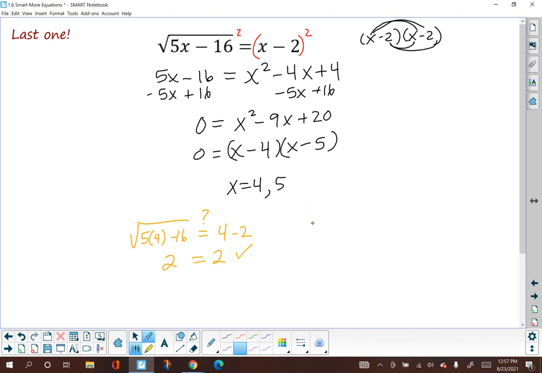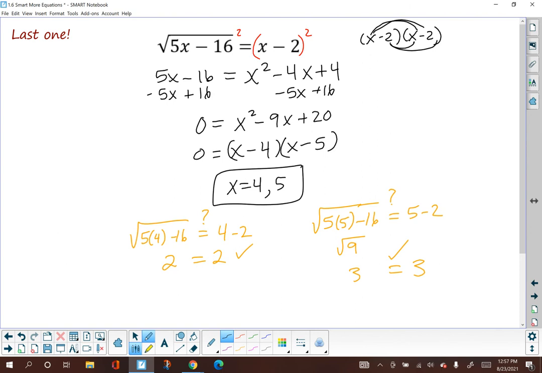Now I'm going to sub in the 5 and double check that one. 5 times 5 minus 16 equals 5 minus 2, maybe. So this would be the square root of 9, which is 3, and the other side is also 3, so that one worked. So this is an example of where both of the answers are fine and you do have two solutions. So you may not have an extraneous one. Just be on the lookout for those. They are a commonly missed problem when they're extraneous.